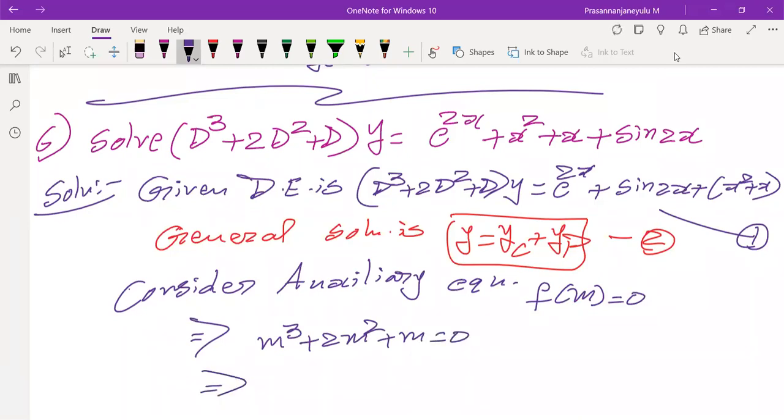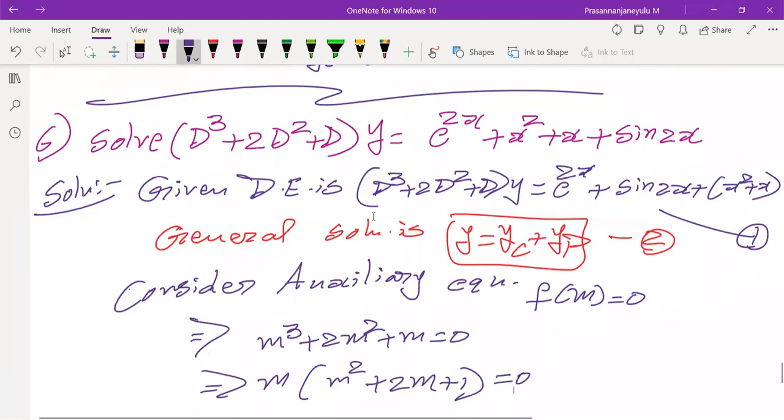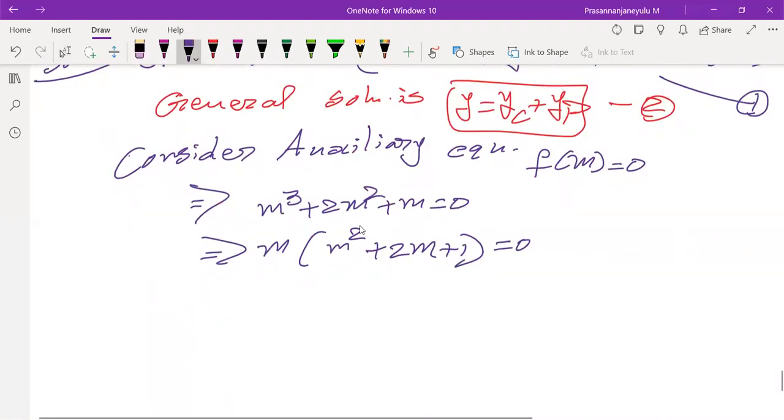Now what can we take common? We can take m common. We need to solve this equation in terms of m and find the values of m. So m square plus 2m plus 1 equals 0. Now here, what roots can we identify? m equals 0 is one root.